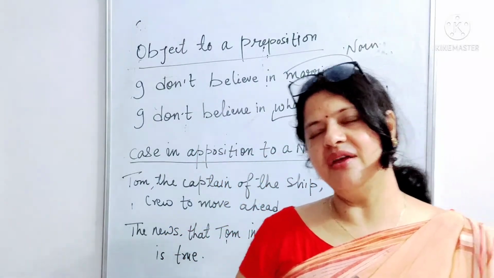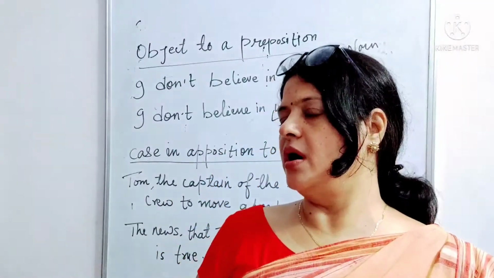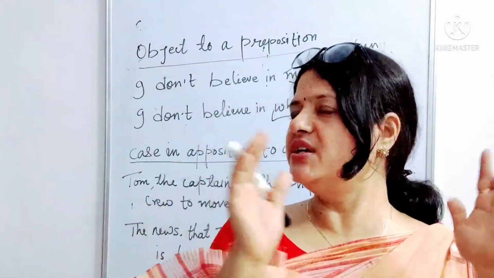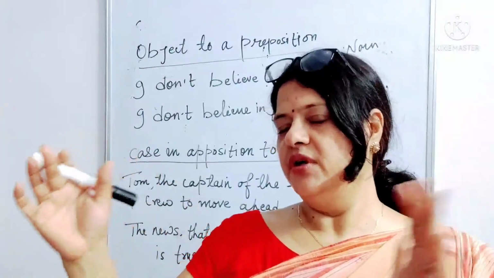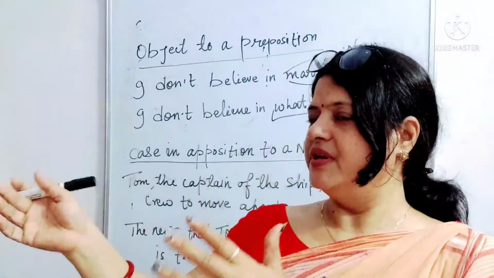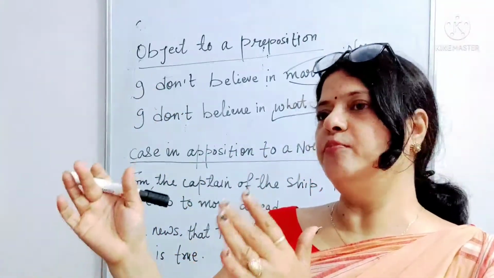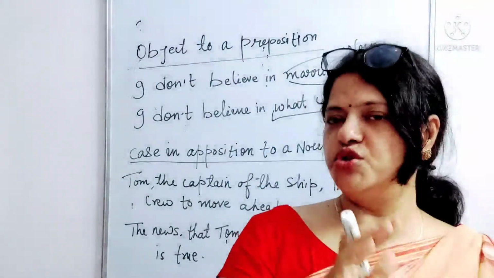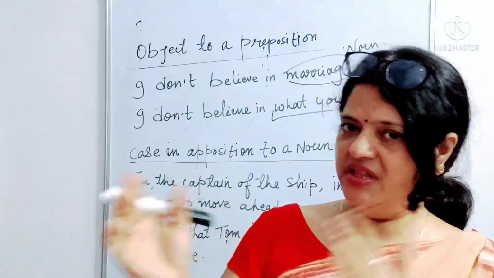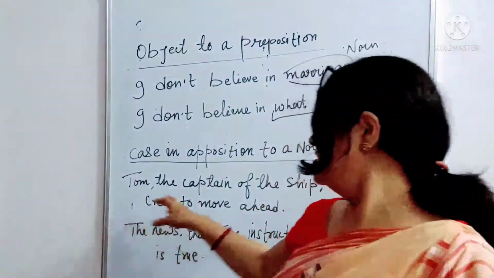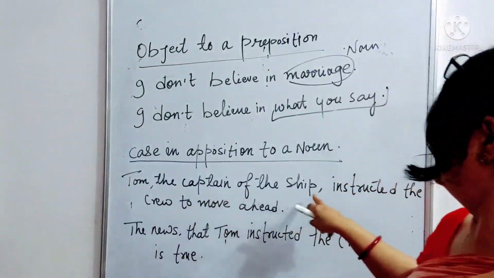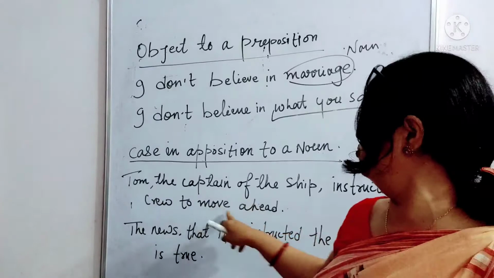As I say, if I say that Tom, our captain, has made 50 runs. So here in this sentence we see that Tom and our captain, both of them are the same person. Okay, so Tom, our captain. So our captain is in opposition to the subject Tom, and it can be separated by putting a comma in between these two. Okay, so let's understand this further. In this sentence we see: Tom, the captain of the ship, instructed the crew to move ahead.